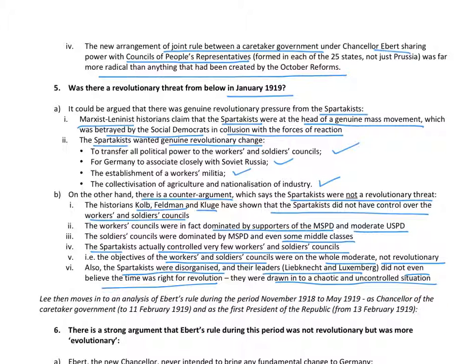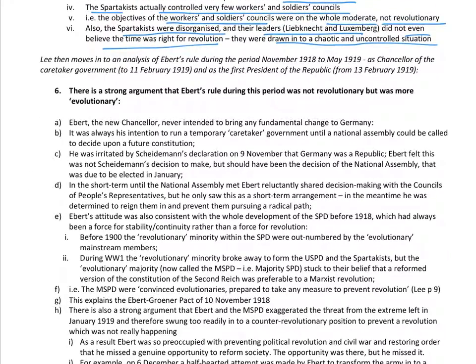They were drawn in to a very chaotic and uncontrolled situation. Okay, so having established then really that the Spartacist uprising was more an apparent revolution than a real revolution, and that it was effectively then put down by Hebert, working in alliance with Groener, Lee then moves on to analysing the next few months up to May 1919, in other words, analysing Hebert's rule. Now, we've already said Hebert was a caretaker government, okay? So there's a strong argument that Hebert's rule was not revolutionary, which is what Lee is arguing.